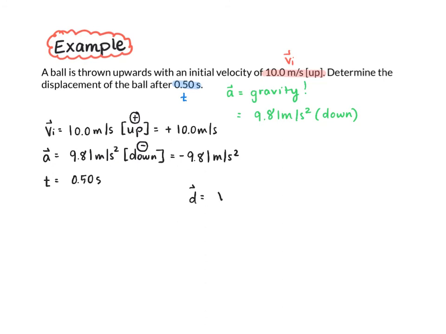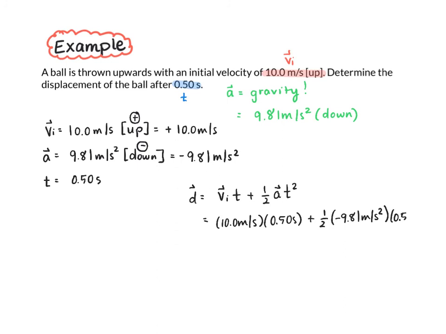So displacement is initial velocity times time plus 1/2 acceleration times time squared. All right, so our initial velocity is 10 meters per second, and that's accelerating for 0.5 seconds. Our acceleration here is negative 9.81 meters per second squared. The negative is very important. Otherwise, it's going to look like our ball is speeding up instead of slowing down as it gets higher in the sky.